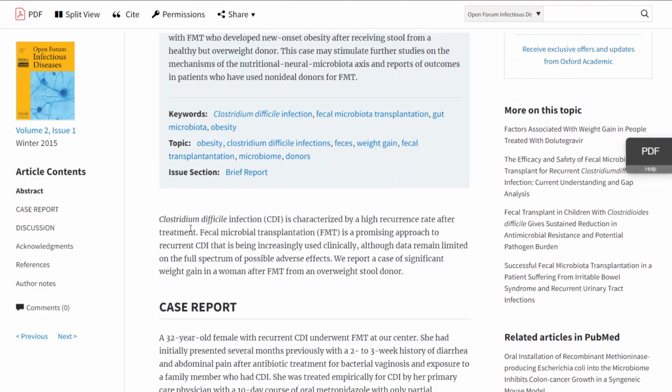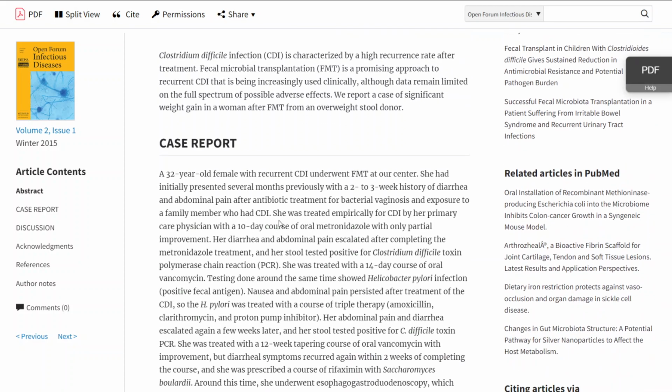Okay, so Clostridium difficile infection is an infection by a bacteria called C. difficile, which causes pretty serious diarrhea and can lead to death. So it's a very serious infection, and this is usually caused by use of antibiotics. So here's the case report.